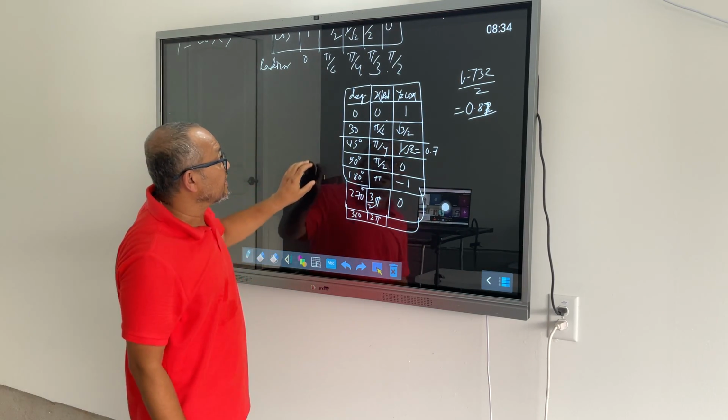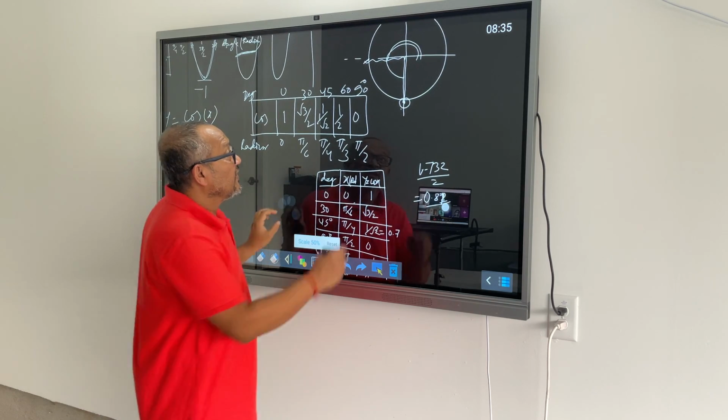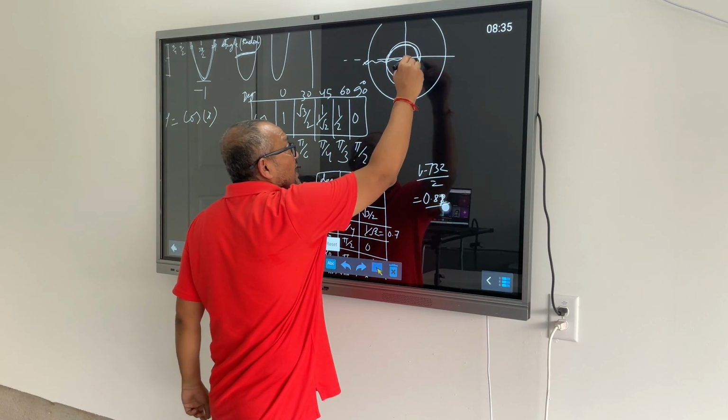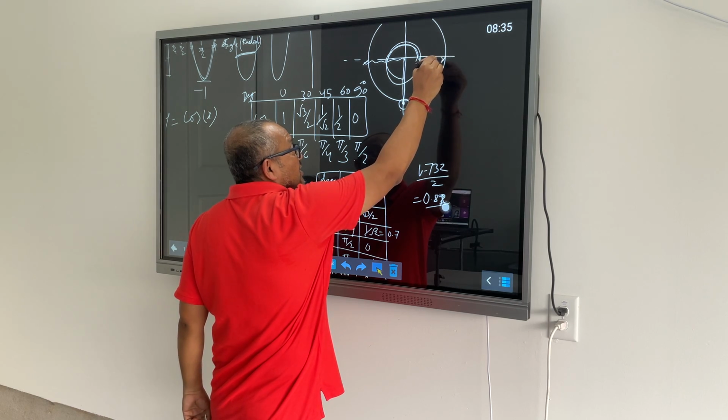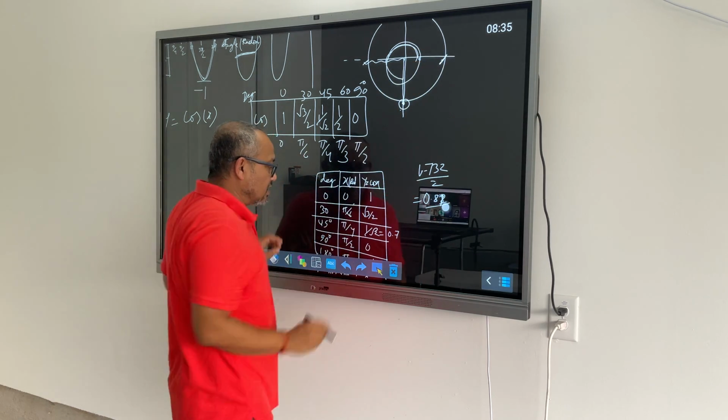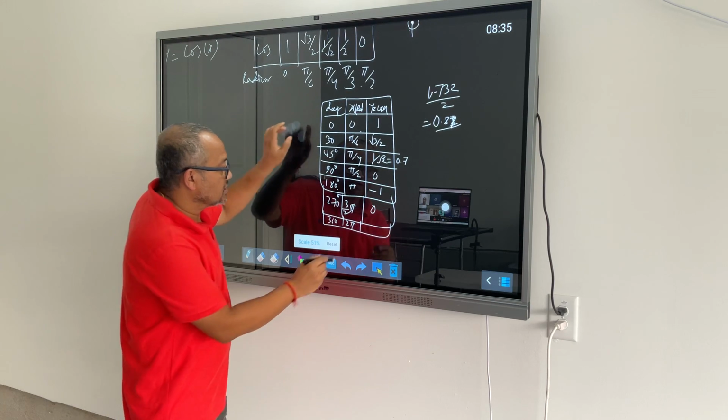And 360 degree again, when I make a complete circle, land at this point, my x coordinate or cos 360 degree is nothing but 1. So this is what you are seeing here.